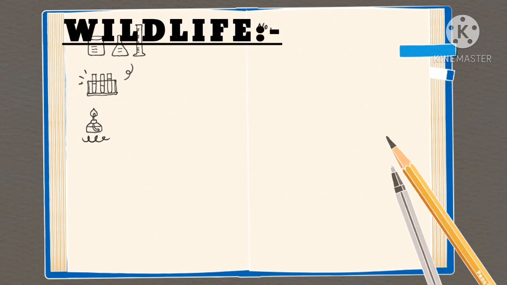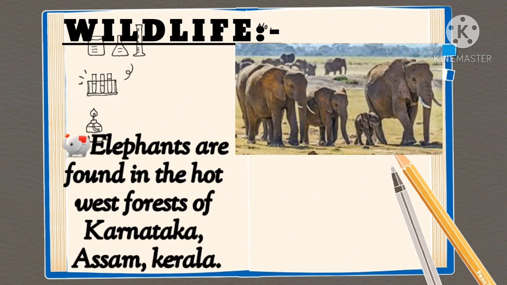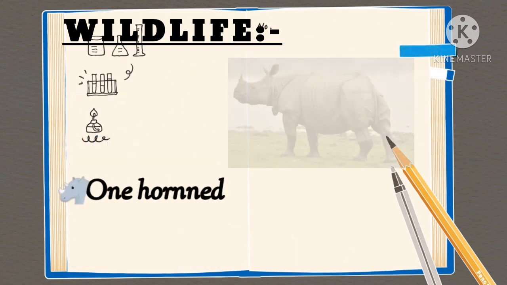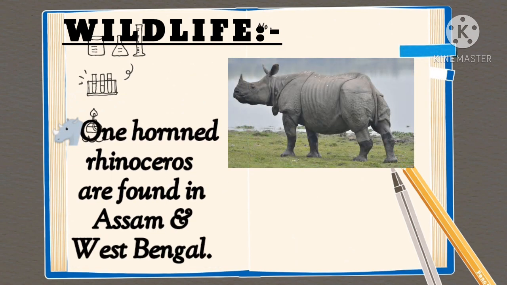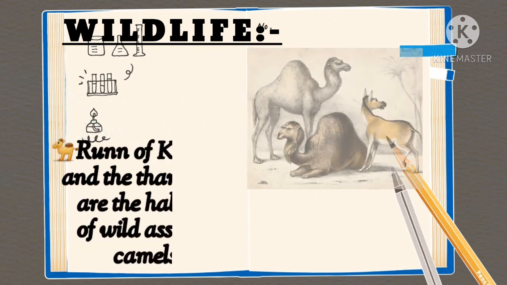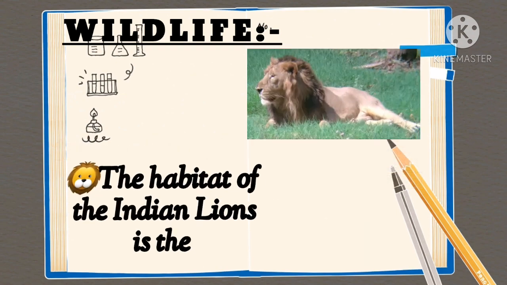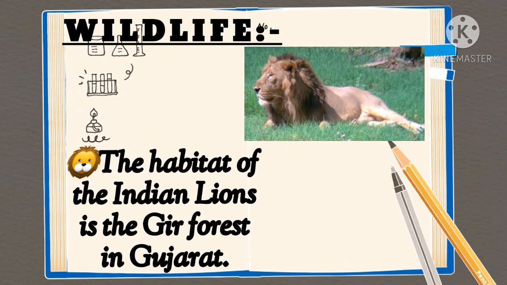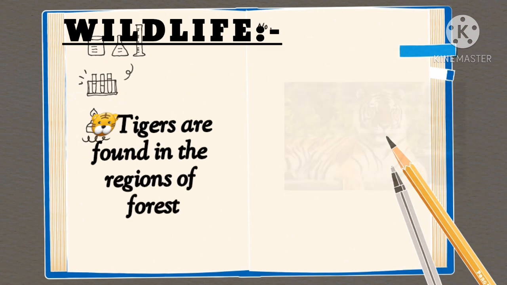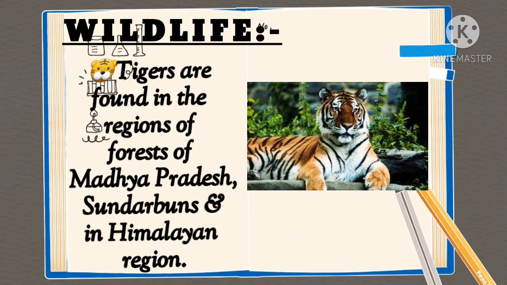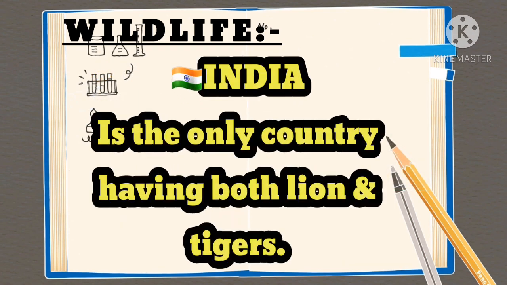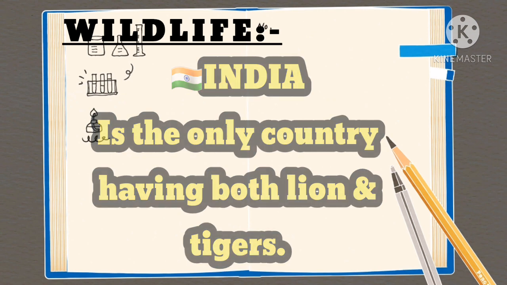India is rich in its fauna. Elephants are found in the hot wet forests of Assam, Karnataka and Kerala. One-horned rhinoceros are found in Assam and West Bengal. The Rann of Kutch and the Thar Desert are the habitats of wild ass and camels. The natural habitat of the Indian lions is the Gir forest in Gujarat. Tigers are found in the forest regions of Madhya Pradesh, Sundarbans and in the Himalayan regions. India is the only country in the world that has both lions and tigers.